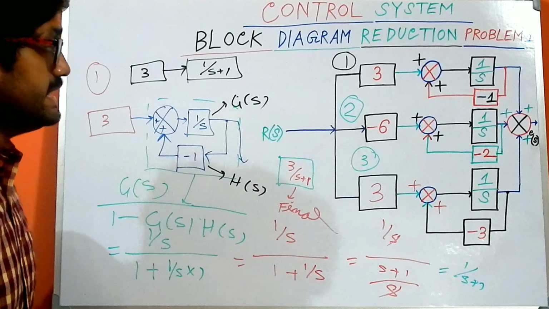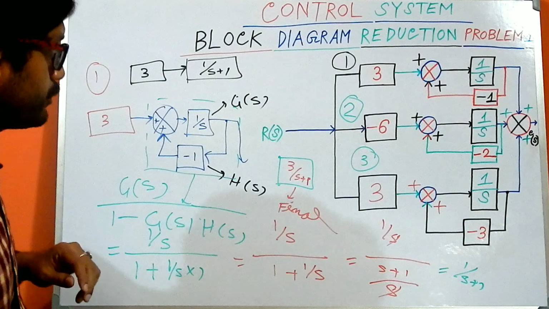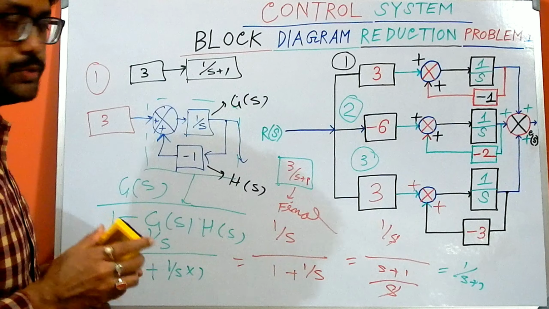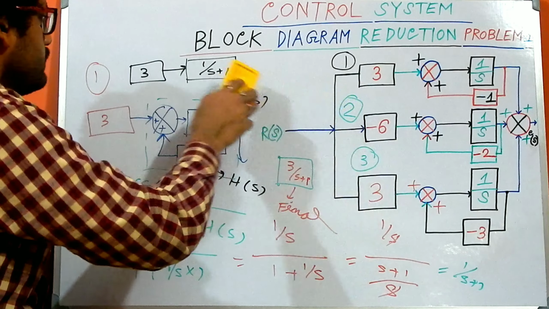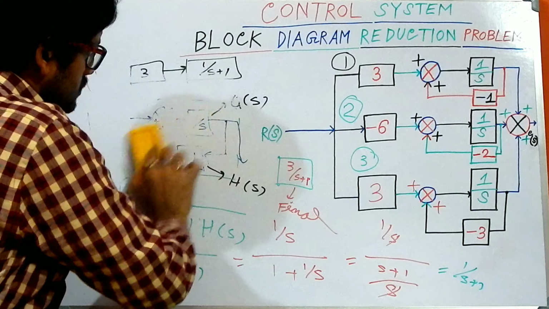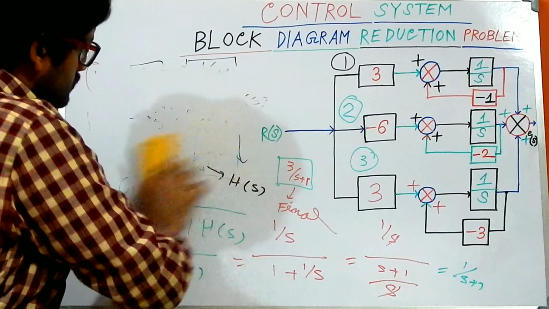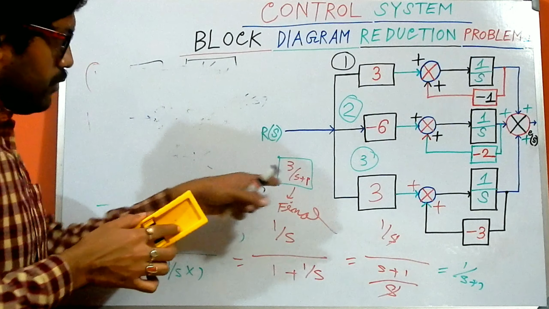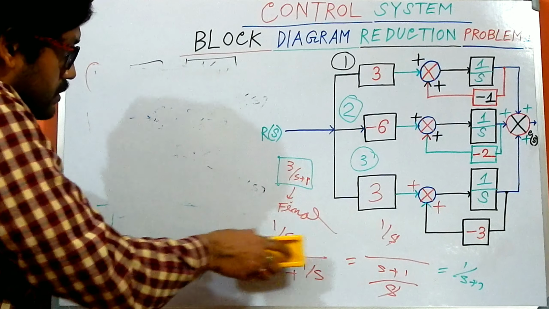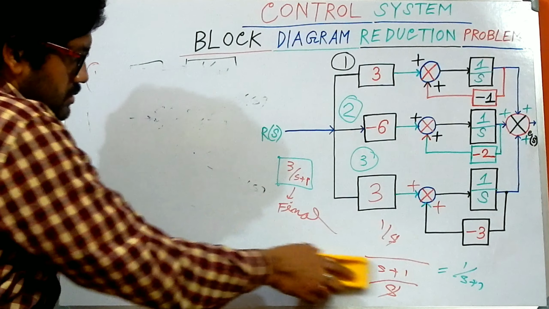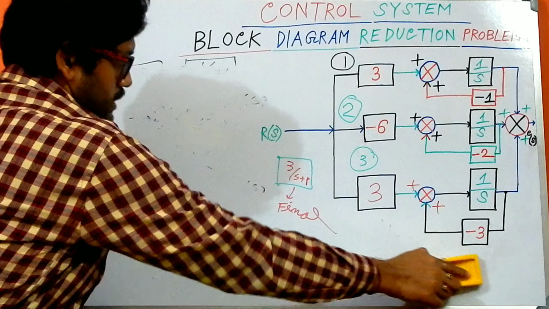So I will erase this number 1 portion to write the same block for 2, for our signal or line number 2. Okay, so I will erase this 1. Only the final block is present over here. Okay, so I will erase the rest of the part.